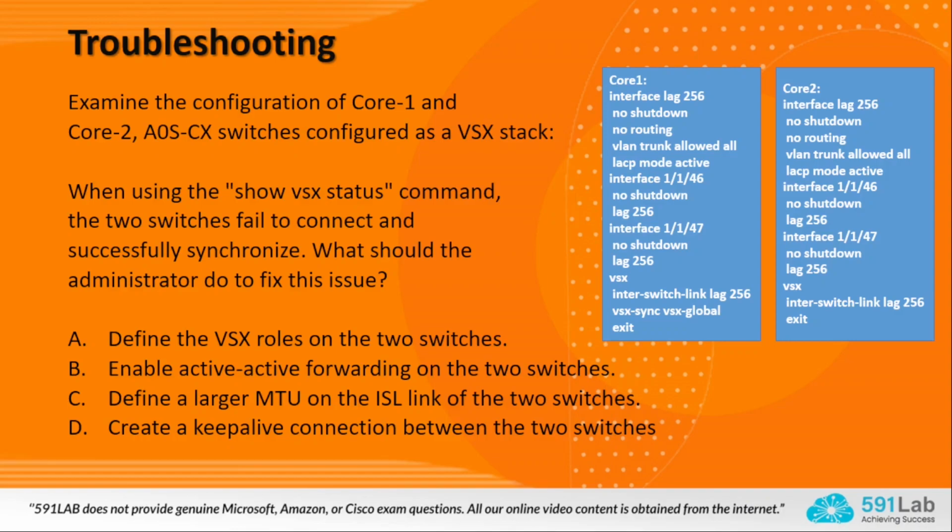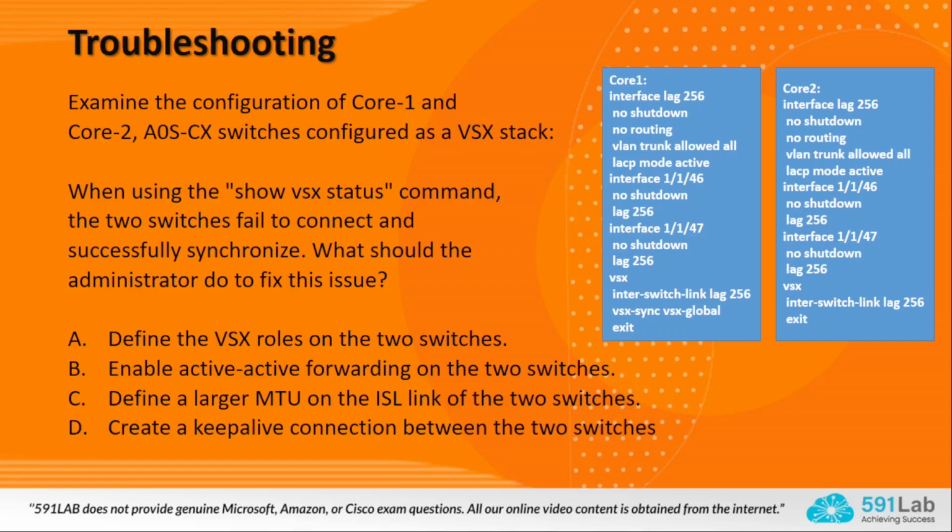So under VSX in Core 1, that is the interswitch link lag 256. So this will define the interswitch links with lag 256. And the vsx-sync, vsx global command is there under Core 1. So that is not there in Core 2. So these are the configurations done on the two switches. Now we'll go through the answers.